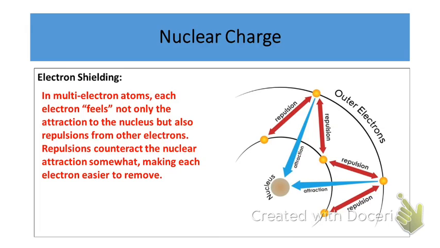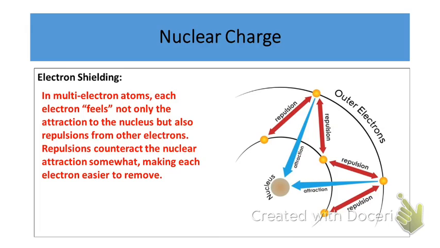As a result of the effects of the core electrons repelling the valence electrons, we have a concept known as shielding. Now, shielding, by definition, is the idea that in multiple-electron atoms, each electron feels not only the attraction to the nucleus, but also repulsions from other electrons. Repulsions, then, are going to counteract the nuclear attraction somewhat, making it easier to remove an electron.